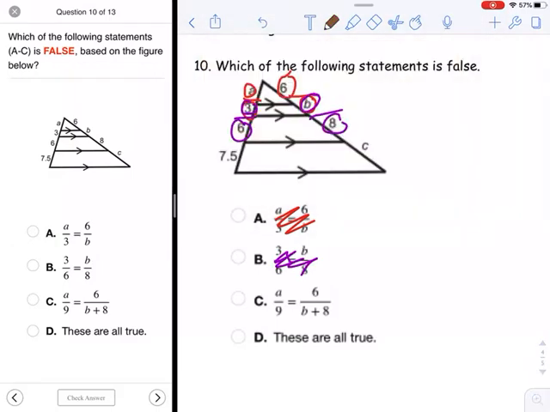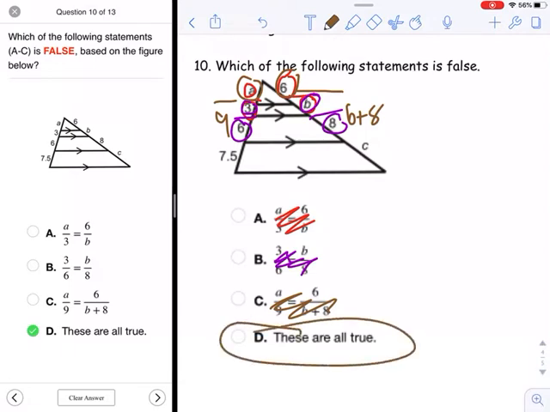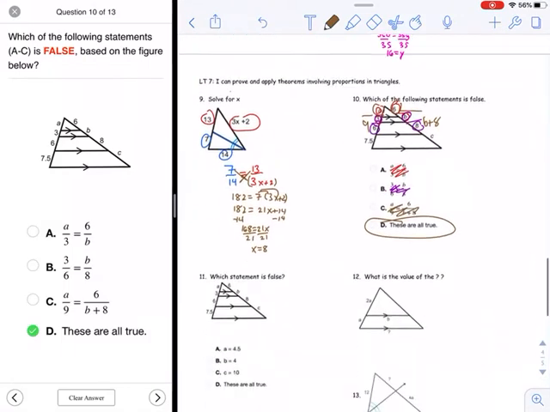Okay, and then this one's just extended. We're saying, well, a over 9, because 3 plus 6, is equal to 6 over b plus 8, so that means that's true. So they're all true. But what? Might be some kind of typo in here. Oh, I tapped the wrong answer. I thought I tapped D and I saw an X come up. Oh, brain fart. I said these are all true. Then I tapped the wrong answer. Oops. All right.